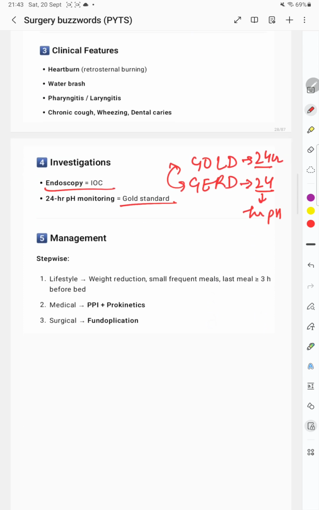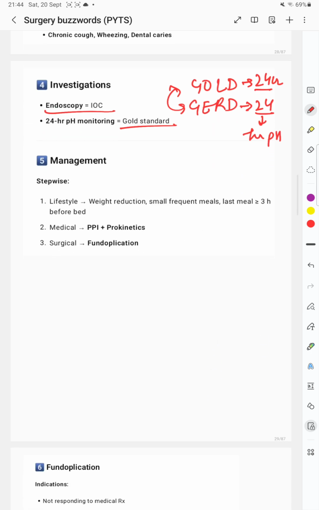So how do we manage it? Stepwise management. Lifestyle first: we'll advise the patient to change his lifestyle, like weight reduction, small frequent meals, and that the last meal should be at least 3 hours before going to bed. Medical treatment: we can give him PPIs, prokinetics, and sometimes we may need a surgical intervention, that we do is fundoplication.